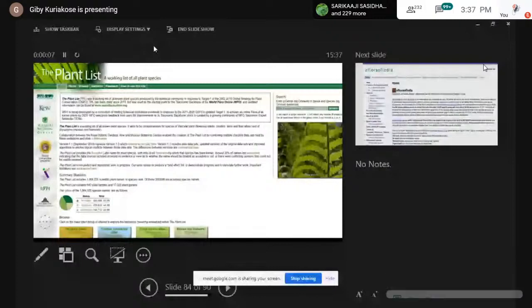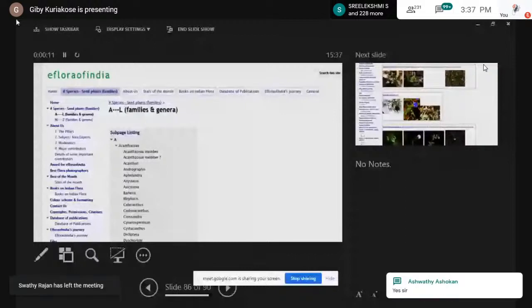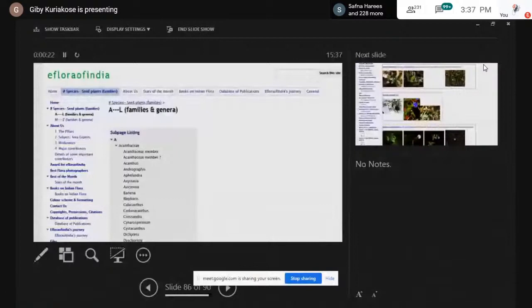Okay, so when you go to this particular eFlora of India, there are family names, and under each and every family, there are names of genera. When you click each and every genus, you can see the species under that, and also you can see the discussion in that particular thread.